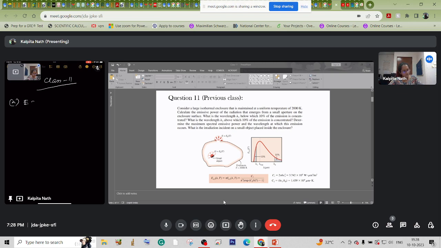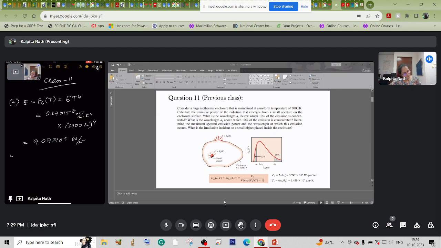The emissive power for the black body at the given temperature is sigma T to the power 4, which equals 5.67 × 10 to the power minus 8 watt per meter square Kelvin to the power 4, into 2000 Kelvin, that is the temperature of the enclosure, to the power 4. So that comes to 9.07 × 10 to the power 5 watt per meter square.